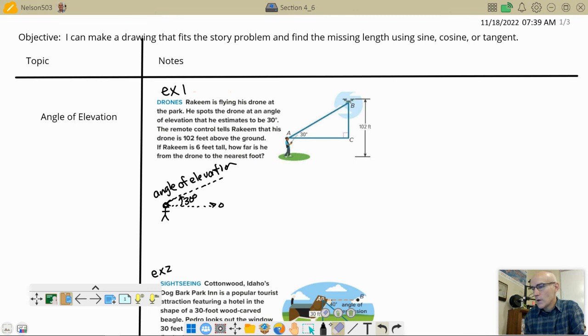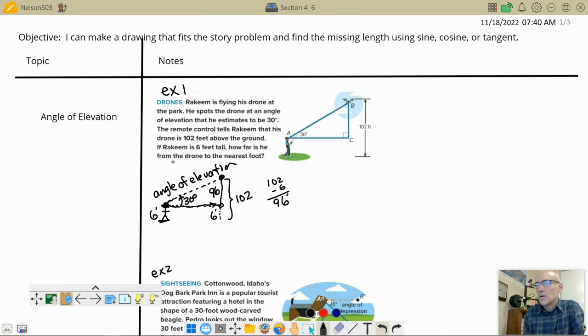All right. So the drone is up here somewhere. I'd put a dot there for the drone, and then I would complete my triangle. Now it says Rakeem's drone is 102 feet above the ground. So I'm going to continue this down here and say this distance is 102. Sometimes they like to challenge us with this. It's not a big deal, right? If the kid's 6 feet tall, over here is 6 feet. Well, I'm going to take 6 feet off of the 102 and put 96 feet right in here. So I just did 102 minus 6. That gave me 96 feet. All right, so I've got 96 feet here.